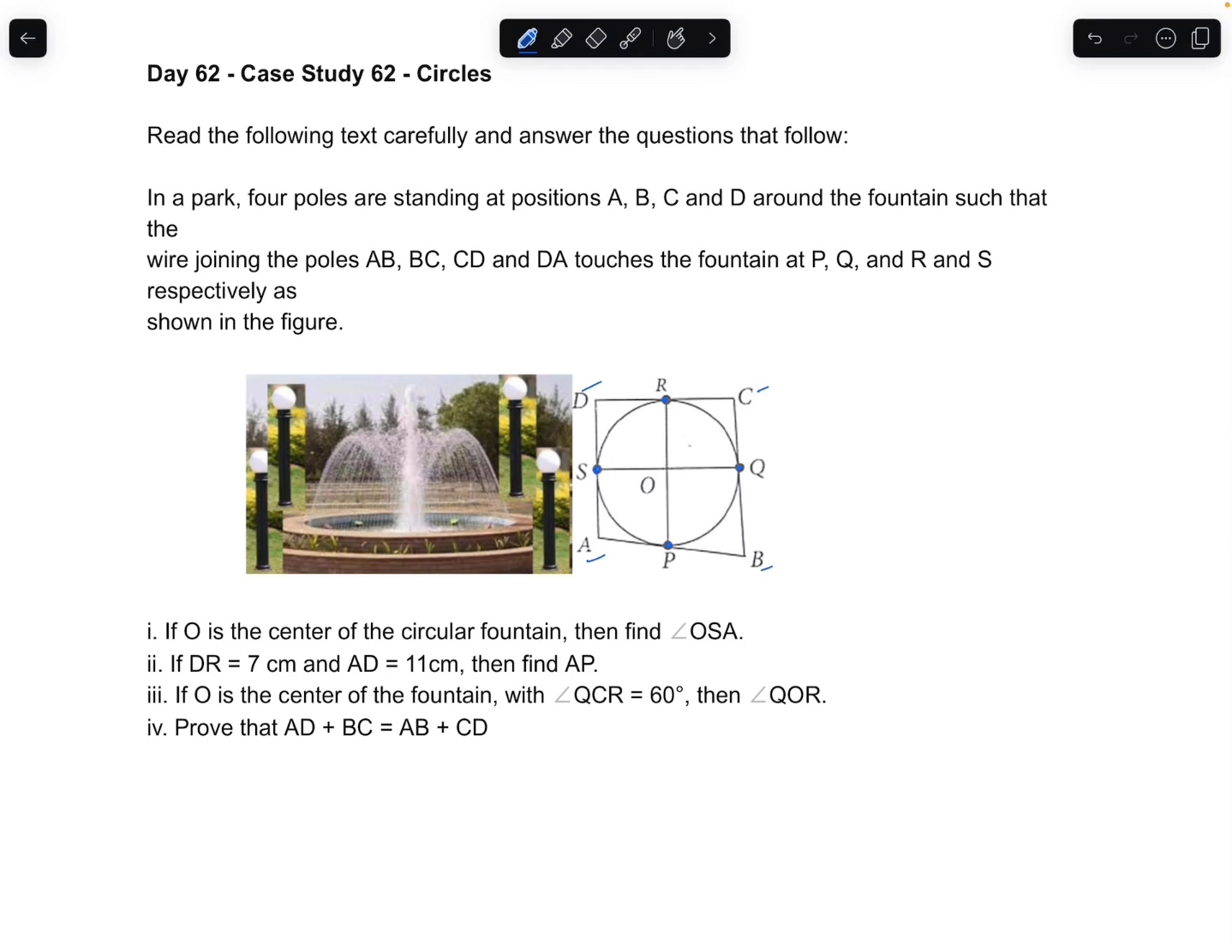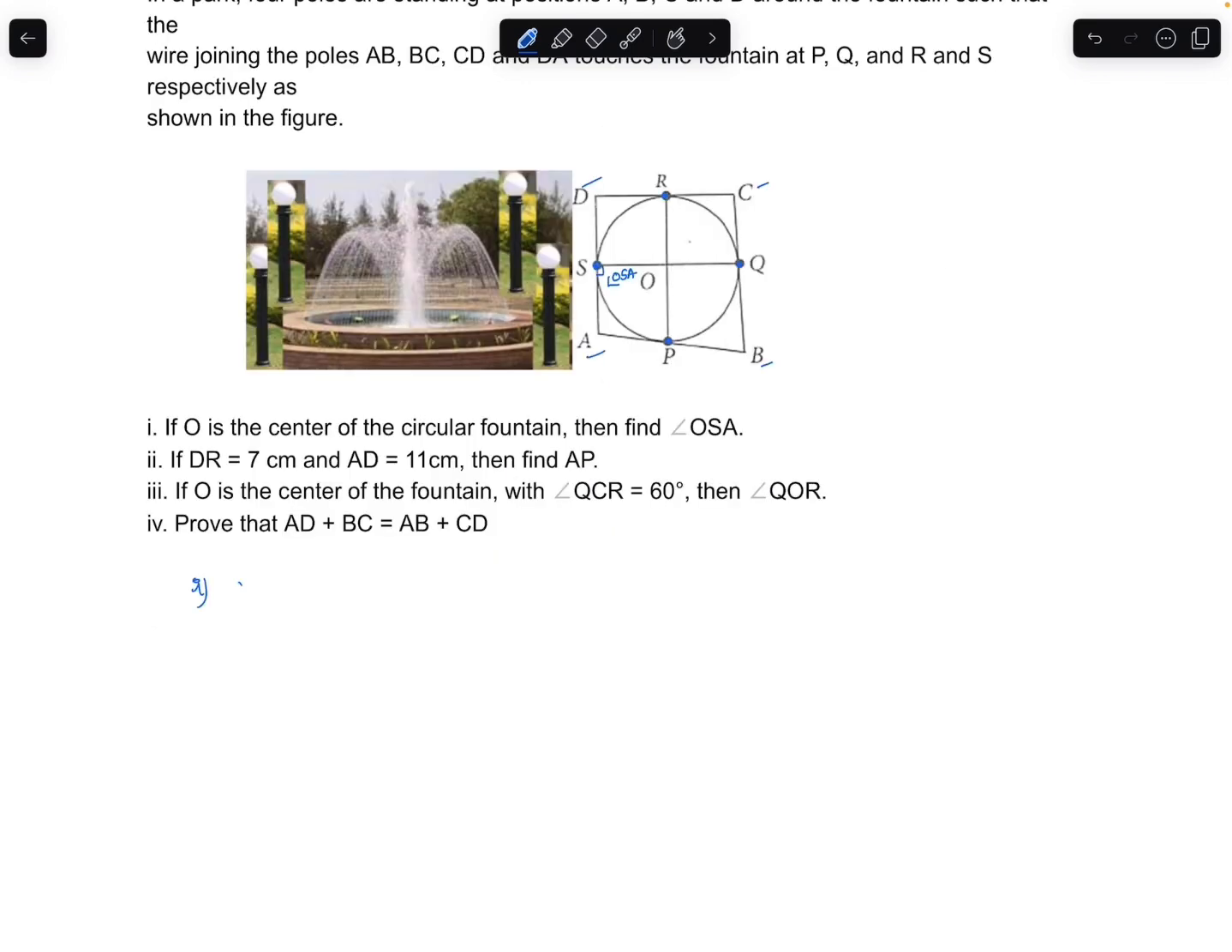Question 1. If O is the center of the circular fountain, then find the angle OSA. This is the angle OSA. Angle OSA is formed at the meeting point of two line segments. One is OS and the other one is AS. OS is the radius and AS is the tangent. So obviously that angle is 90 degrees. OS is perpendicular to AS at the point of contact. Therefore, angle OSA is 90 degrees.